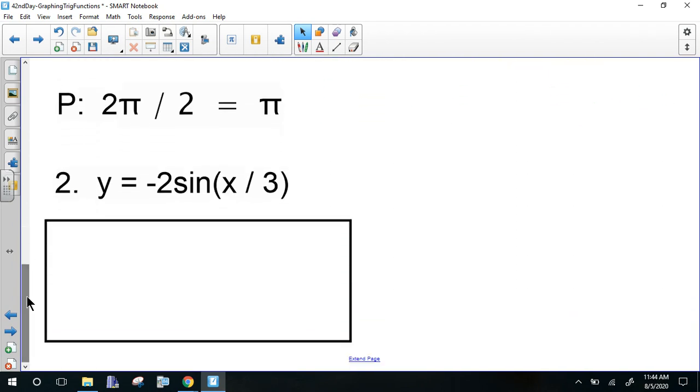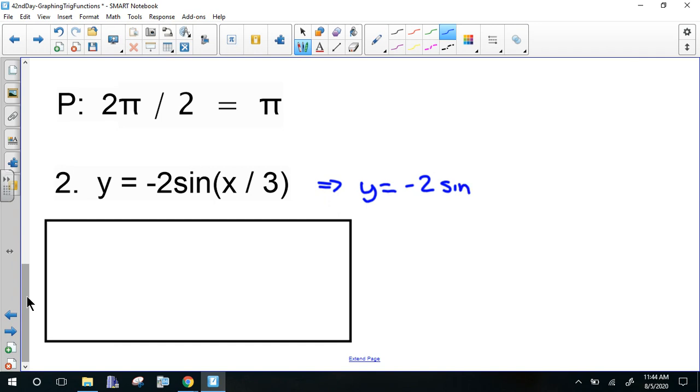All right, next one. We can rewrite this one if the fraction gets you confused. Negative 2 sine. This is really the same as 1/3 x. So my amplitude is the number in front of sine. Don't worry about the positive or the negative. So my amplitude here is 2.